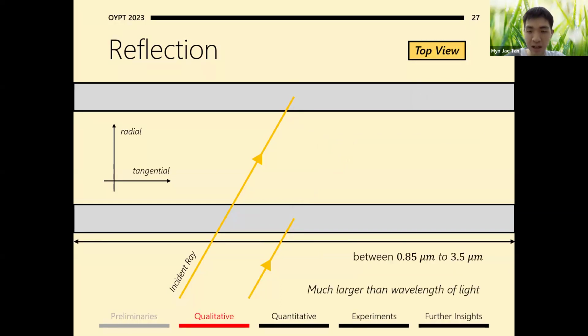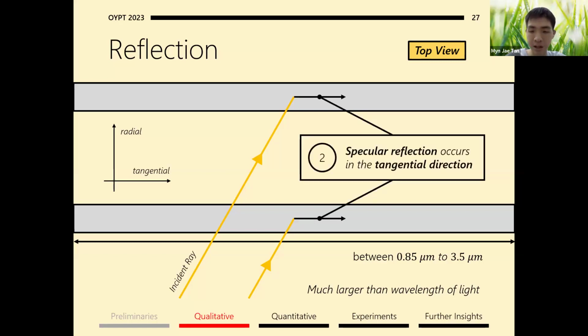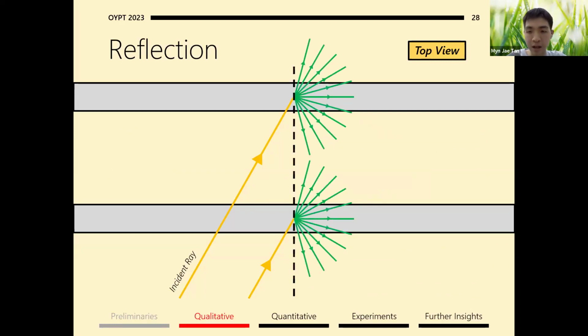Meanwhile, the length of each pit is between 850 nanometers to 3,500 nanometers, or 0.85 micrometers to 3.5 micrometers. This is much larger than the wavelength of visible light, because the maximum wavelength of visible light is only 700 nanometers. Therefore, the light waves will not undergo diffraction, but only specular reflection in the tangential direction. By combining both effects, the incident waves undergo diffraction and reflection simultaneously, and this allows them to take many different paths.